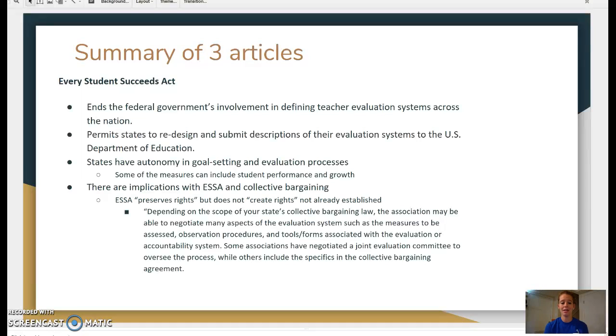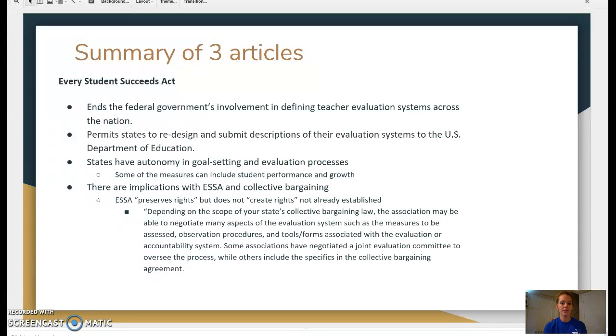There are obviously a lot of implications with this, one of them being that every state is different, and I think that can cause a little bit of an issue, especially when we talk about pay for performance and tenure, but also with collective bargaining. The ESSA preserves rights but does not create rights not already established, and that's interesting for collective bargaining.